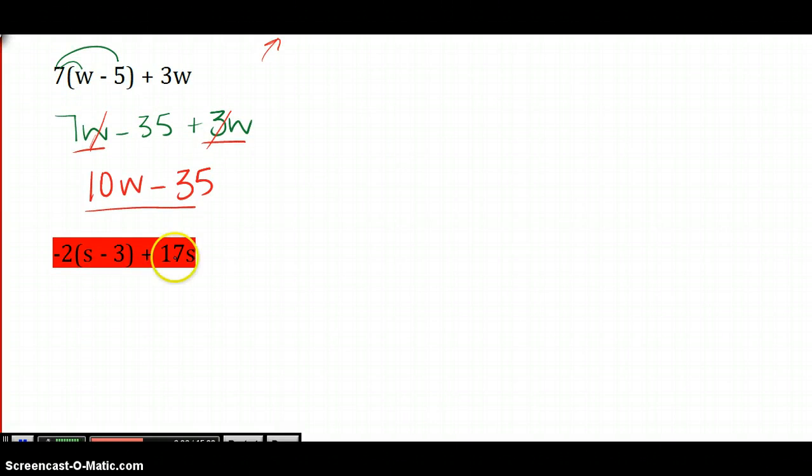I would like you to go ahead and try and simplify this one in your notes. You're going to first distribute the -2 and then add your like terms.